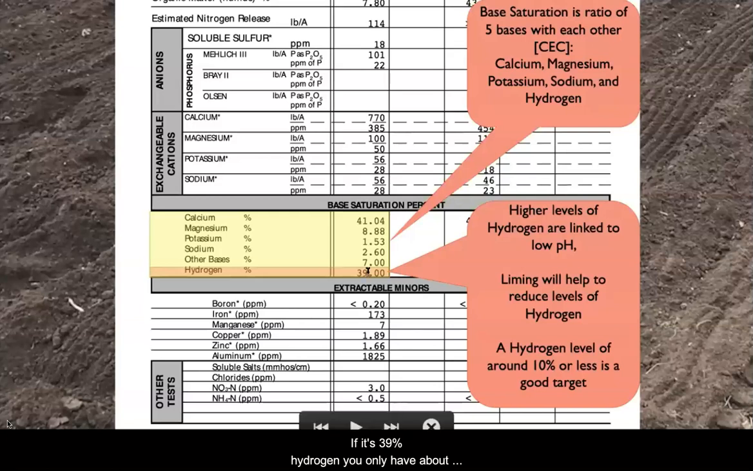If it's 39% hydrogen, you only have about 61% of that soil space available for nutrients for fertilizer. So that hydrogen tells you how much room is already being taken up and not used in your soil. The way we raise that is by adding lime, and that raises the pH, and then that makes calcium and magnesium, potassium, sodium all have more places to park, and it can hold more nutrients.